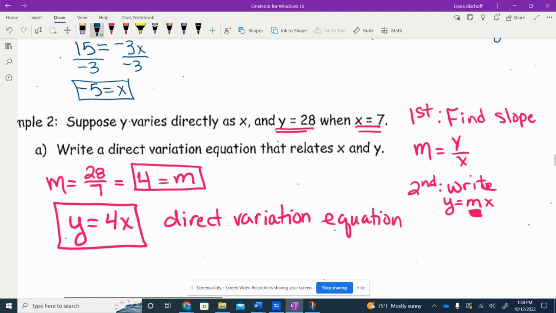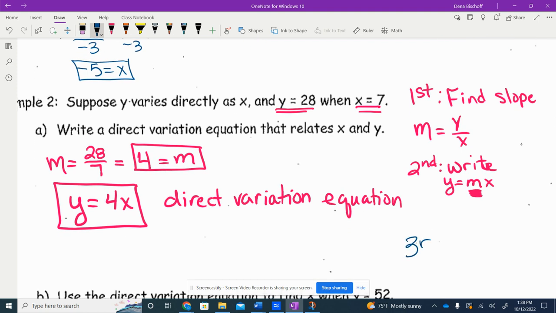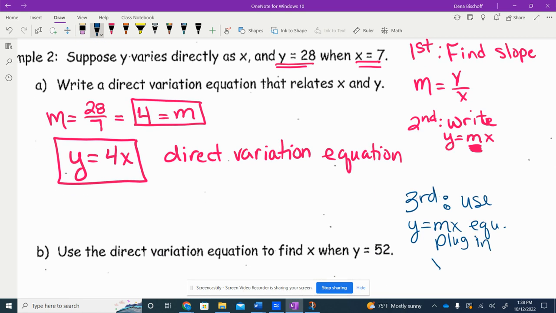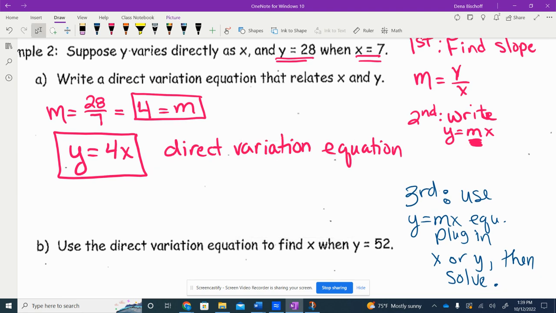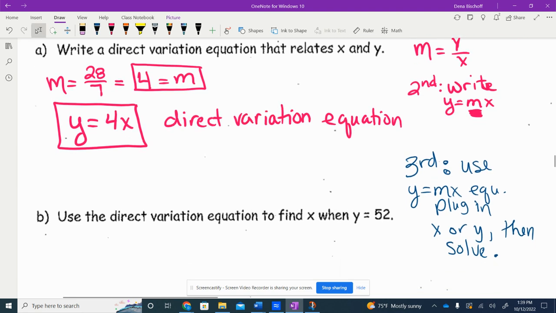And then the third step is to use the y equals mx equation, and you're going to plug in x or y, depending on what they ask for, and then solve. Okay? So I have to use this direct variation equation. So I'm taking this equation that I just wrote, and I'm going to put it right here.